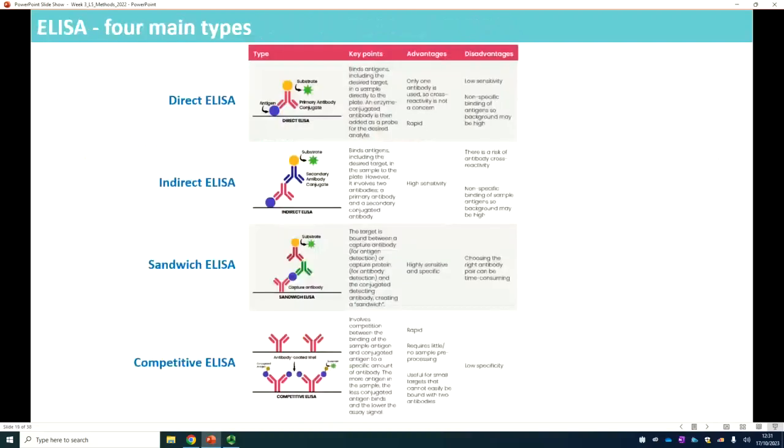And then this is just showing the four main types of ELISA. So you have direct ELISA, where you have your antigen which is bound by a primary antibody which is conjugated to your enzyme. Indirect, where you have your primary but you have a secondary conjugated enzyme. And then sandwich ELISA, and then competitive ELISA. So there's four different varieties that you may well choose to use depending on the particular research question that you have.